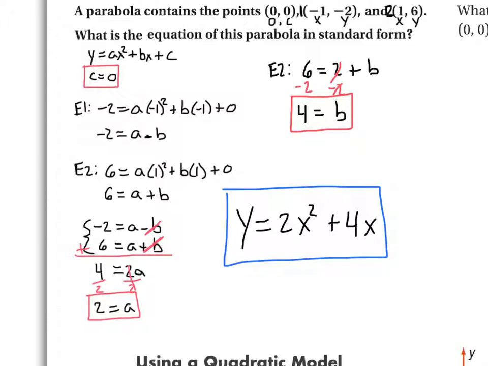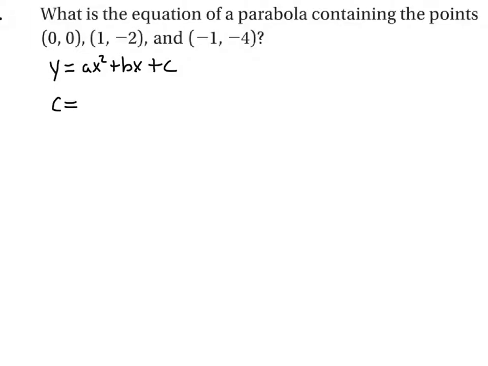So there's our equation. In our second example, we know that first point, (0, 0), is the y-intercept, because the y-intercept is always located at (0, c) for standard form. So therefore our c value must be 0.